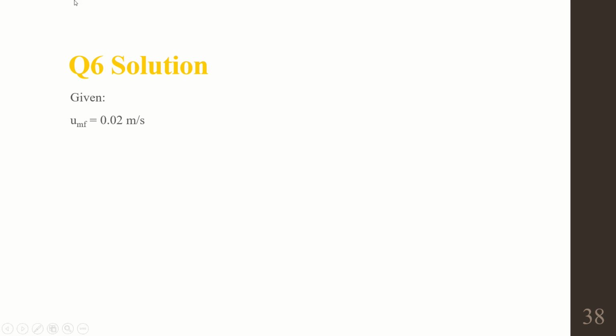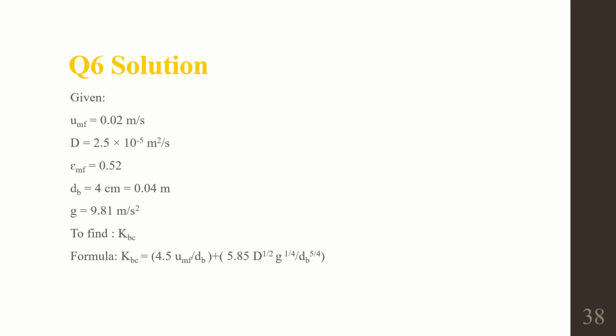What are the things given? Minimum fluidizing velocity is given as 0.02 meter per second, and diffusivity is given as 2.5 into 10 power minus 5 meter square per second, and epsilon MF is given as 0.52, and diameter of the bubble is given as 4 centimeter, and g is 9.81 meter per second square. We need to find KBC.